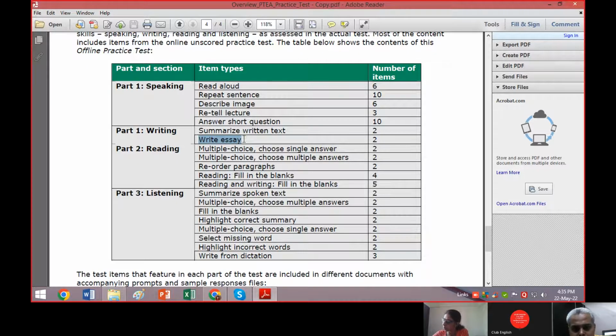Okay, now the next thing is reading. Reading is further divided into multiple choice, choose single answer. Choose single answer means what? There would be a particular task in which multiple choices would be given, but there would be only one answer which you can choose.